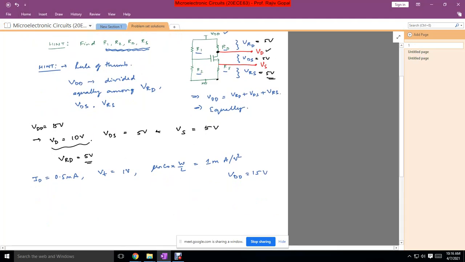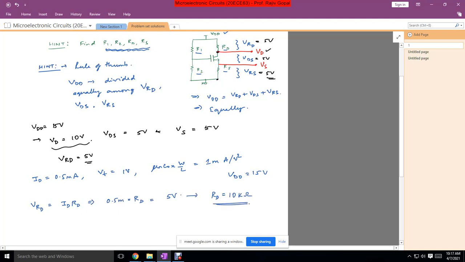When I say simple, VRD is actually ID into RD. So ID is already 0.5 milli into RD is equal to VRD, which is 5 volts. Okay, so from this I get RD equals 10 kilo ohms. Yeah, 10 kilo ohms.